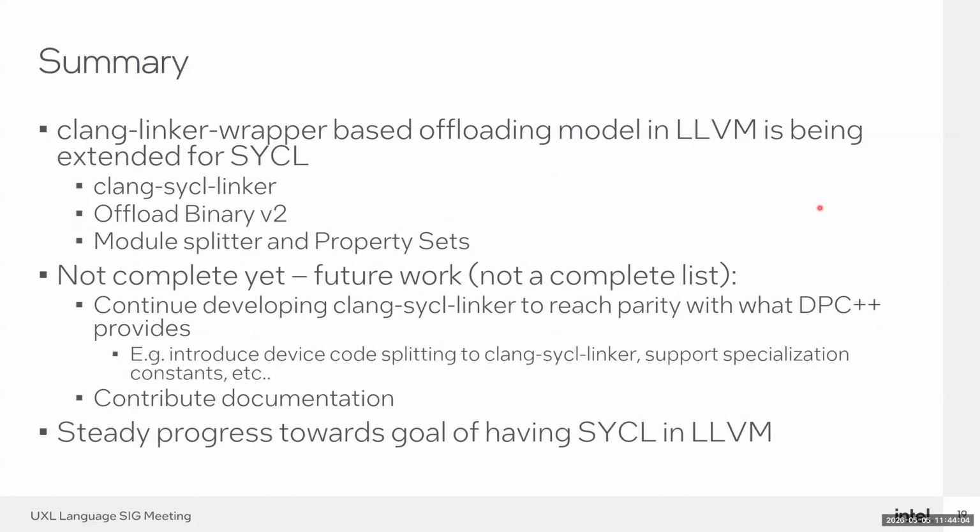It is not yet complete. There's a lot of future work. Currently, the next point on my list is to continue developing Clang SYCL linker to reach parity with what DPC++ provides. For example, introduce device code splitting to it, support SYCL 2020 features which rely on Clang SYCL linker support, and introduce property sets extraction.